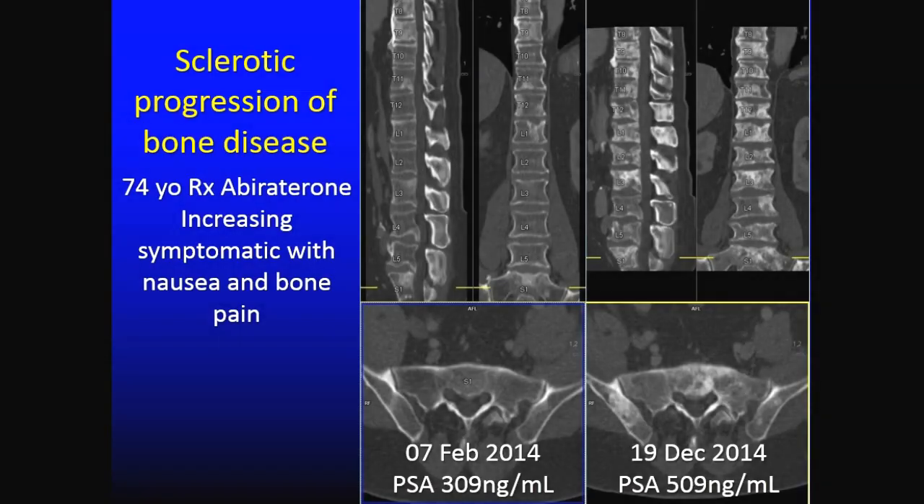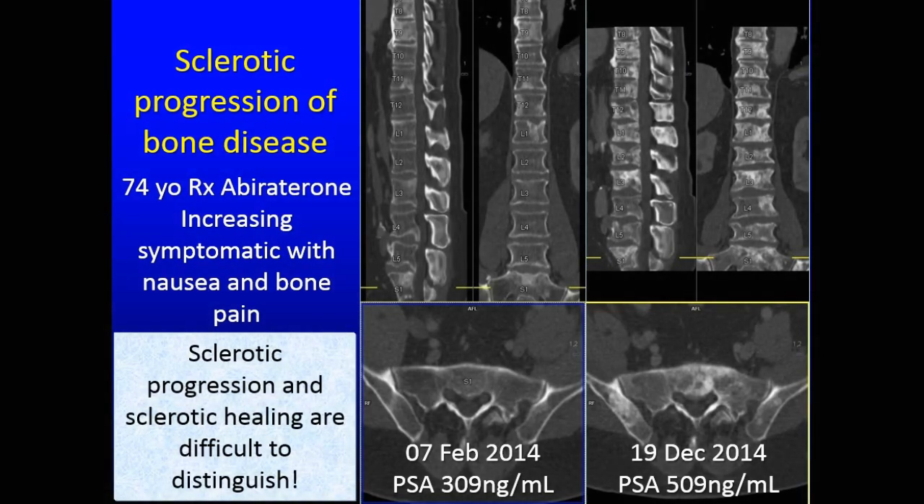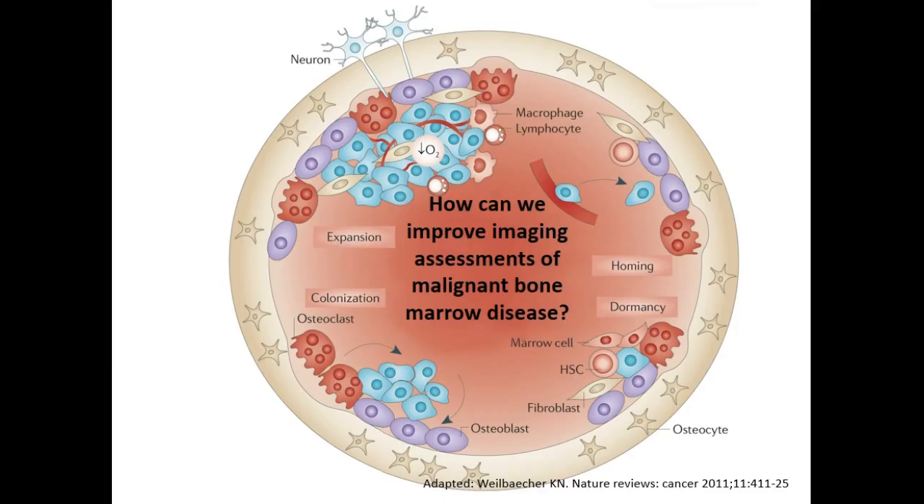If you look at this patient who superficially has similar appearances, this is clearly progression. This is progression on the basis of new lesions that have emerged, but we also see skeletal related events with loss of vertebral height at several levels. You can see that he is increasingly symptomatic with nausea and bone pain, and his PSA has gone up. What this indicates is that sclerotic progression and sclerotic healing can sometimes be difficult to distinguish.